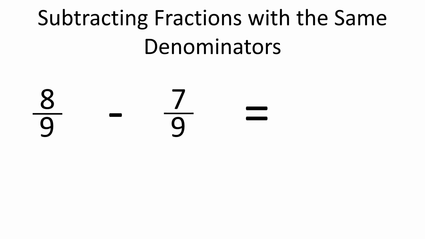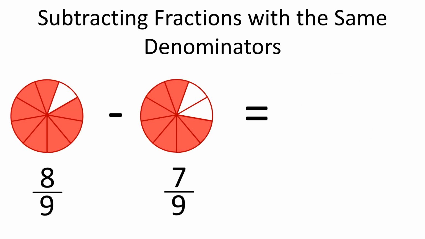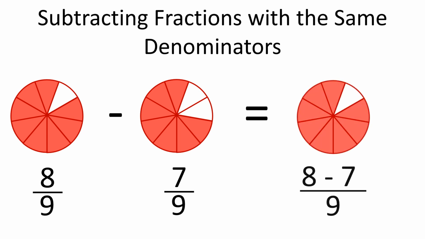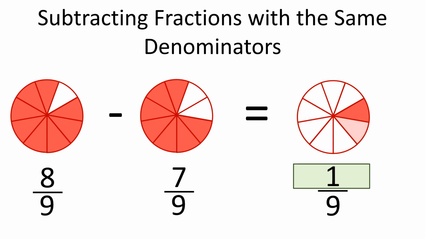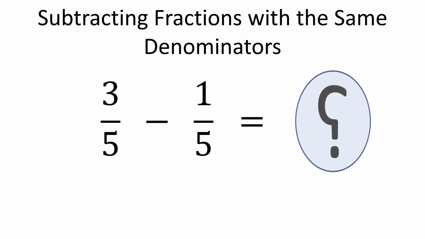One more example. How much is 8/9 minus 7/9? As denominators are the same, we only subtract the number of parts in the numerators. So from 8 parts, we subtract 7 parts, leaving 1 part from a total of 9 equal parts, or 1/9. Let's practice. How much is 3/5 minus 1/5?